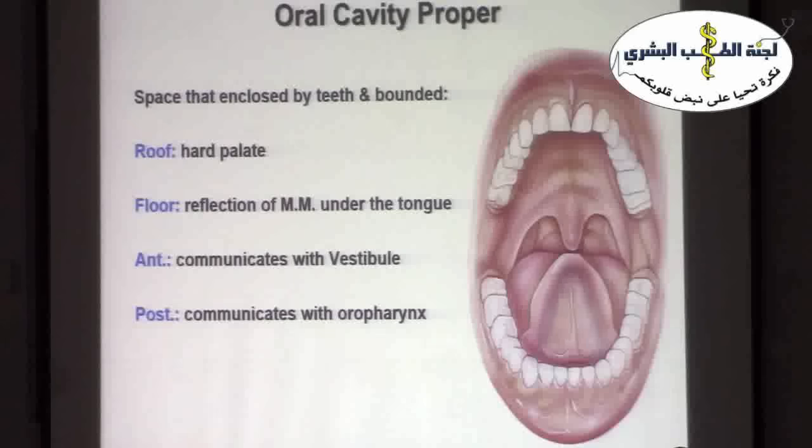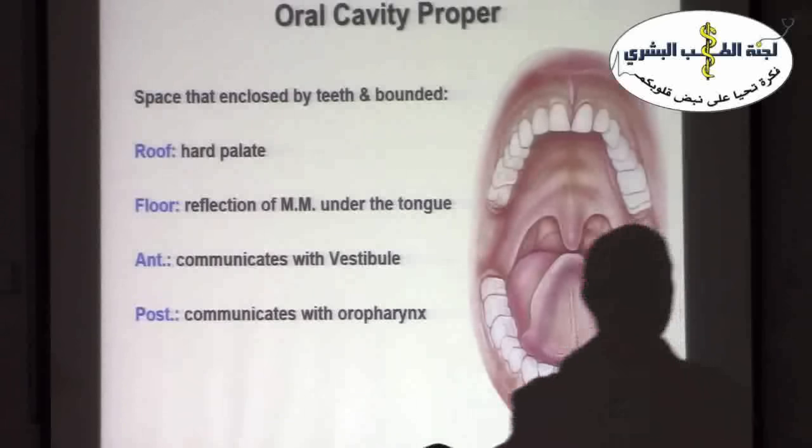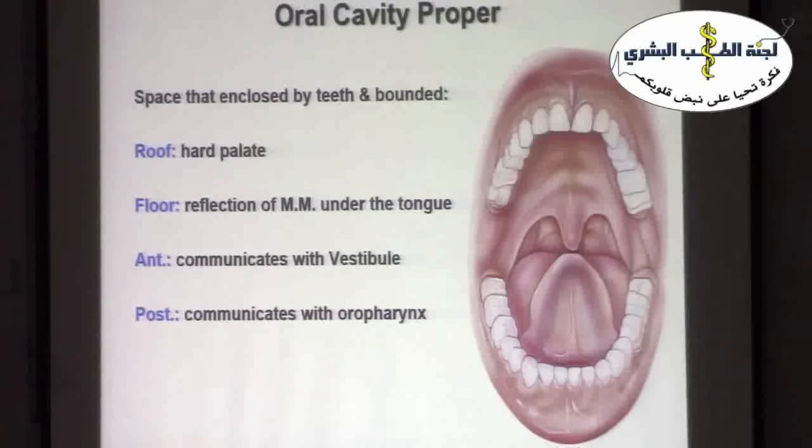Strait, like the Suez Canal. So isthmus is a narrow passage between two large spaces. Okay? Like the Suez Canal, communicating the Red Sea with the Mediterranean Sea. So it's a strait, it's an isthmus. Okay? So the oropharyngeal isthmus is the narrow opening between the oral cavity anteriorly and the oropharynx. Oropharynx means the oral part of the pharynx, the pharynx posterior.